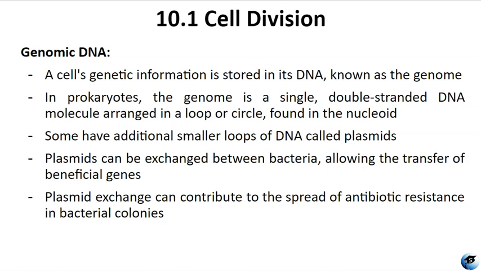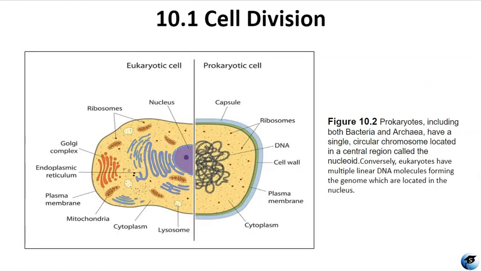Some prokaryotes even have additional DNA loops called plasmids, which can be shared among bacteria, and that enables the transfer of beneficial genes like antibiotic resistance genes. Figure 10.2 helps to illustrate the difference between eukaryotic and prokaryotic DNA. Prokaryotes, on the side, they have a simple setup with a singular circular chromosome, while eukaryotes have multiple linear chromosomes that are all wrapped around proteins called histones.